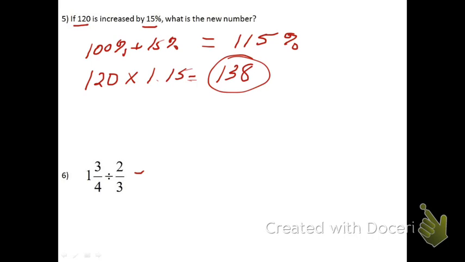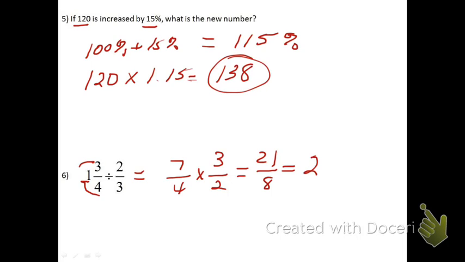Number 6, here we're dividing with fractions. I'm going to rewrite the first one as an improper fraction, 4 times 1 plus 3, so that's going to give me 7 over 4. And when we're dividing with a fraction, we take the reciprocal and multiply. So I have 7/4 times 3 halves. And so I end up with 21 over 8, and that's improper. 8 goes into 21 2 full times with 5 left over. So we end up with 2 5/8.